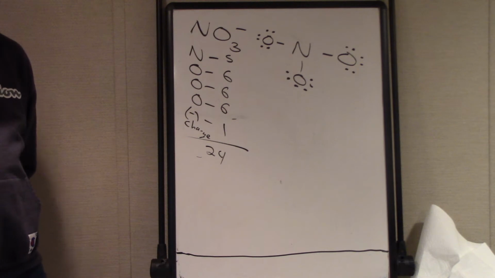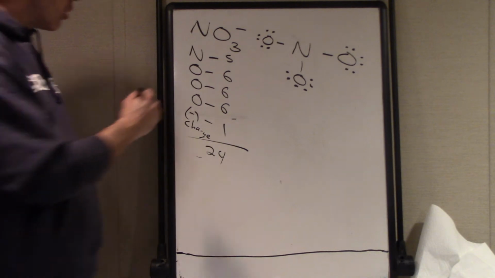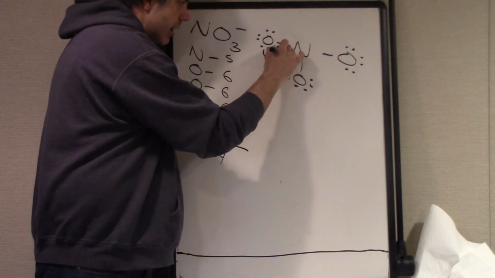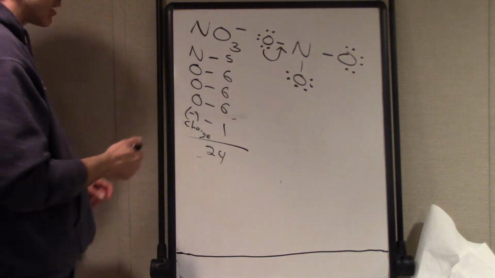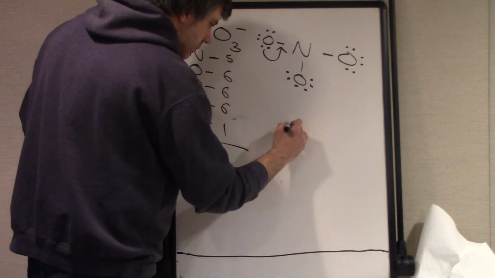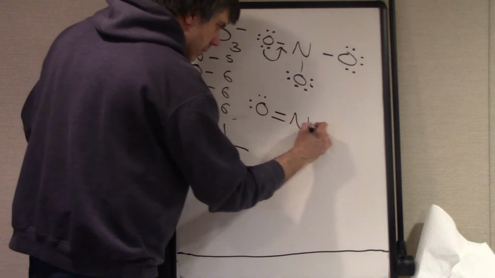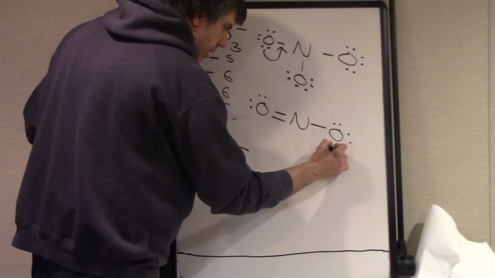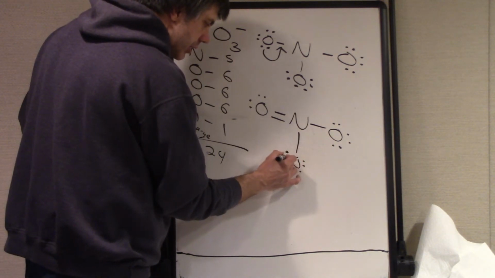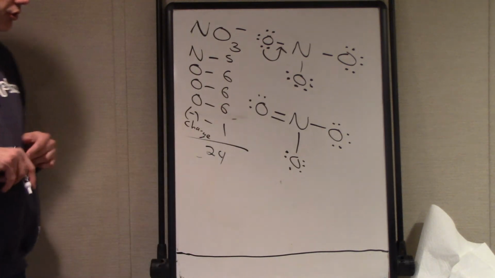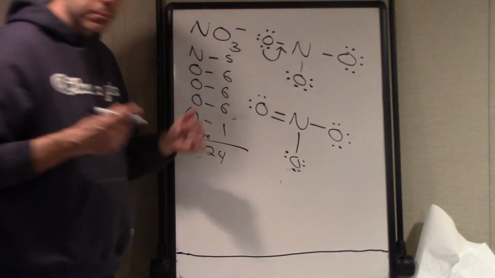So here, in order to get an octet on that central atom, I'm going to pick one of the outer atoms, take one of the lone pairs from that outer atom, and move it in to make a multiple bond. Make another bond with that central atom. If I draw the result of that, keeping everything else the same except for the 2 electrons that I wanted to move, I would get this structure here.